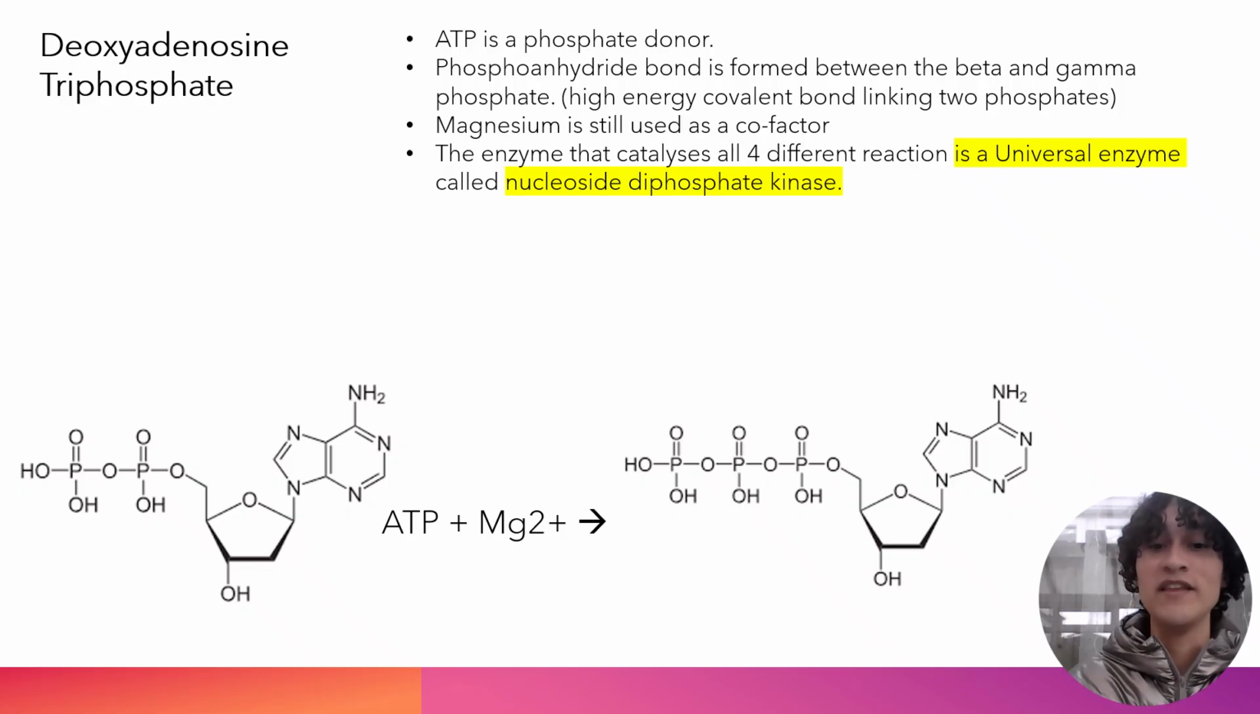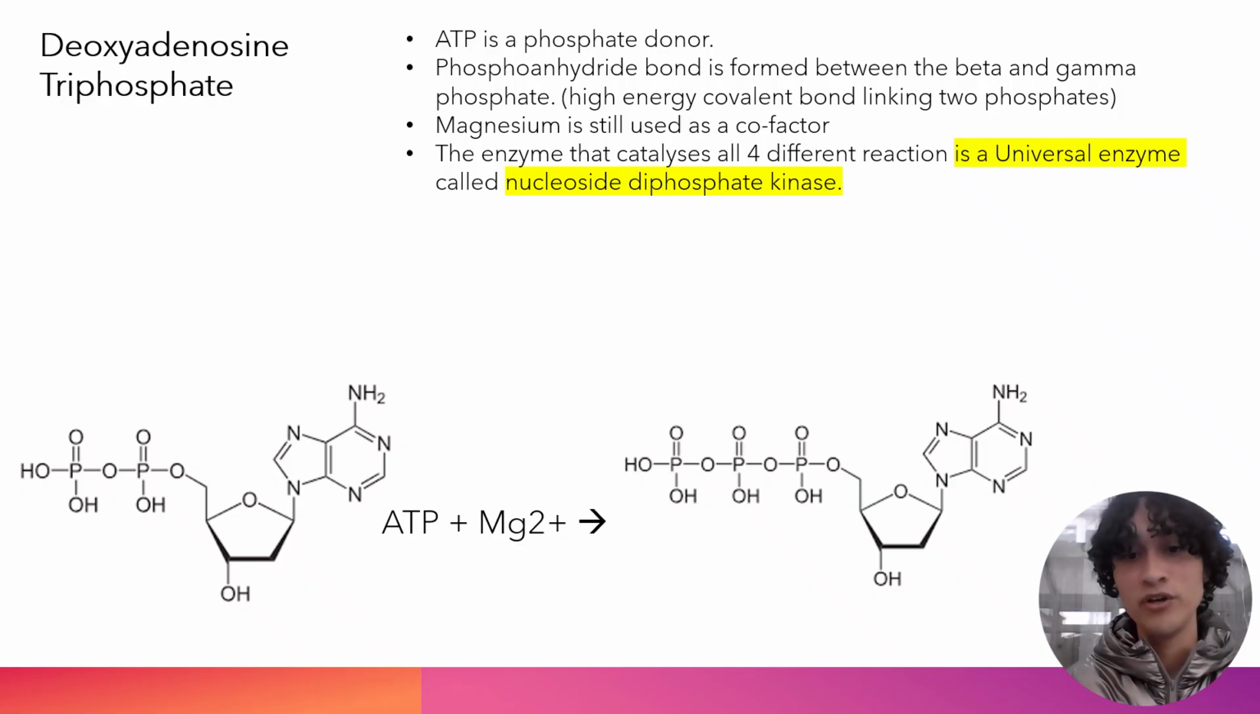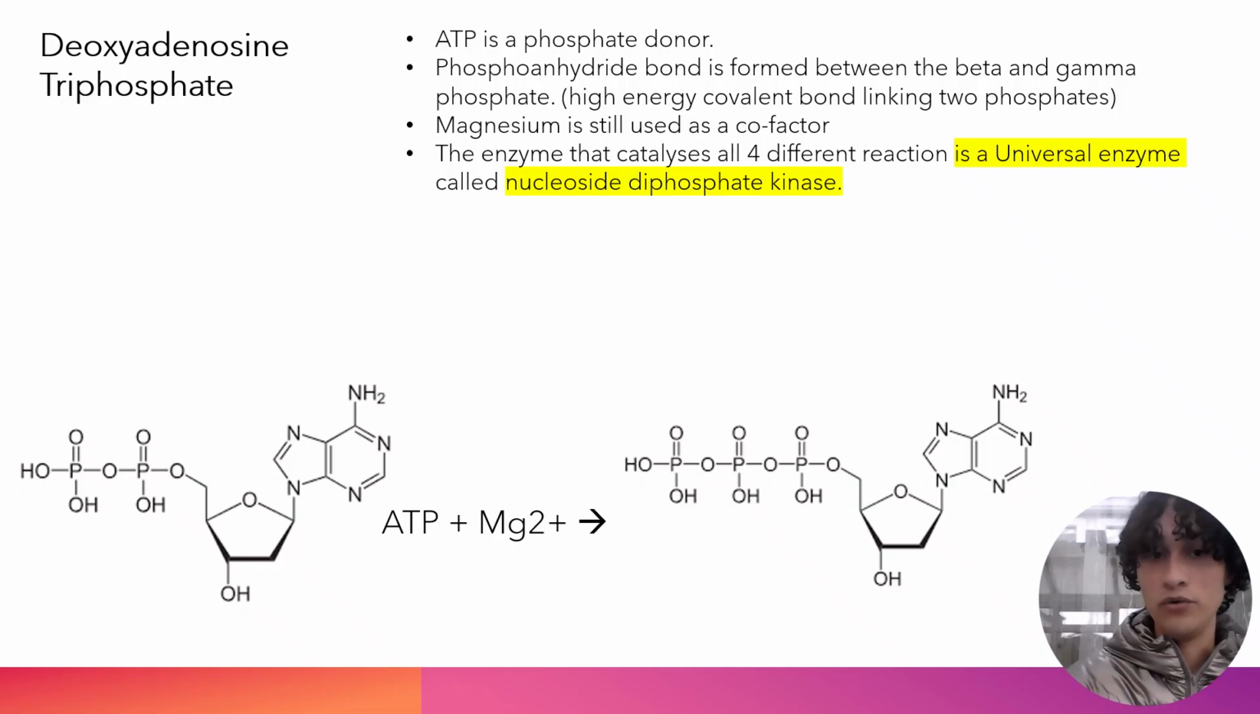Okay, and as I said before, the enzyme that catalyzes this for all 4 different reactions is a universal enzyme called nucleoside diphosphate kinase. Now, I use the term universal enzyme very loosely. I don't particularly think it's a formal term. It's just a term that a lot of biochemists use in this context, because it's not a specific enzyme. This enzyme's quite flexible. It's able to catalyze the transfer of that phosphate from ATP to the nucleoside diphosphate for all four reactions. It doesn't matter if it's deoxyadenosine or deoxyguanosine or thymidine. It will work on all 4.